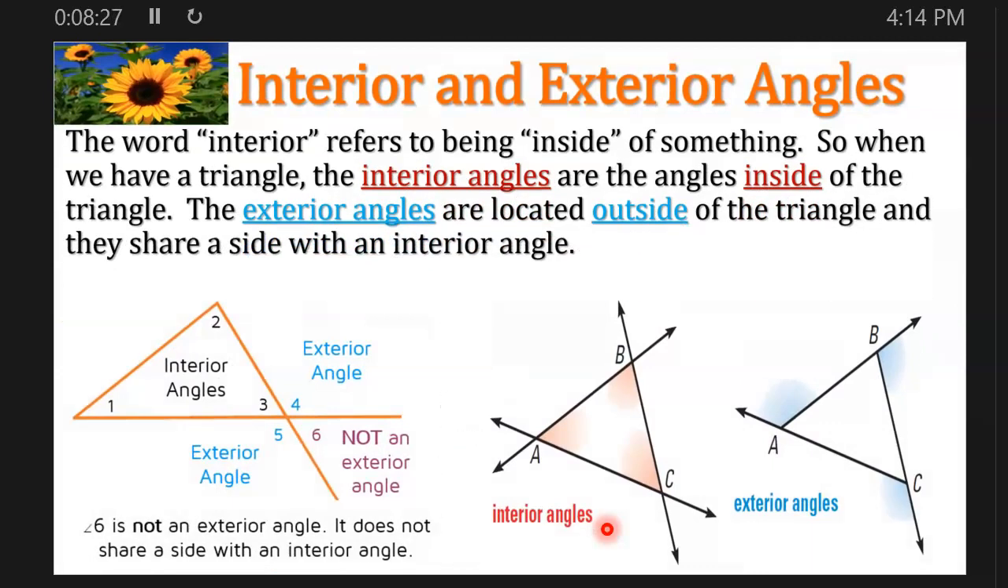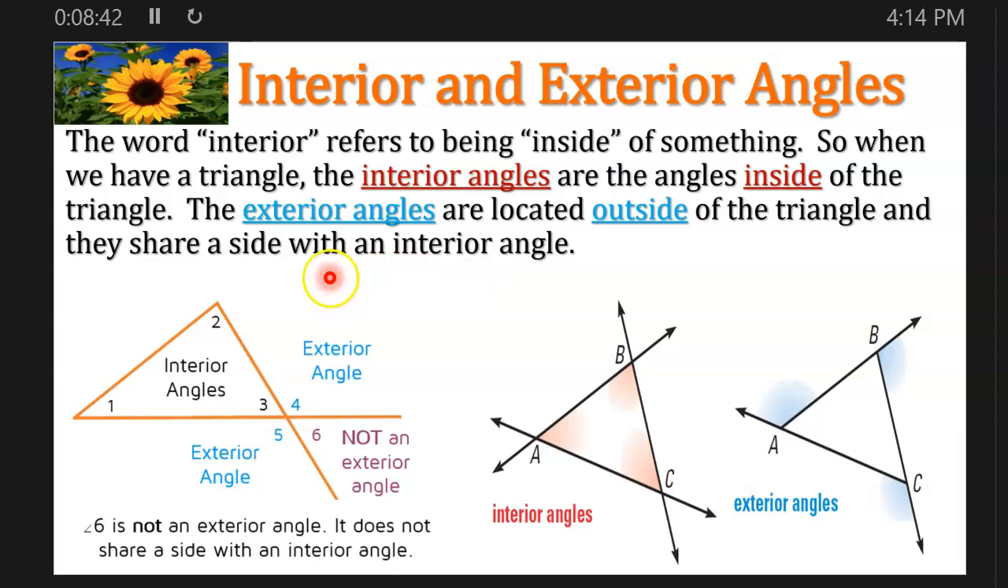Interior and exterior angles. As a review, the word interior means being inside of something. So when we have a triangle, the interior angles are the angles inside of the triangle, and the exterior angles are the angles outside the triangle, and they share a side with the interior triangle.